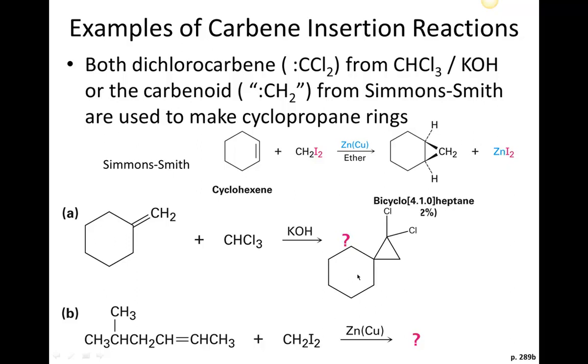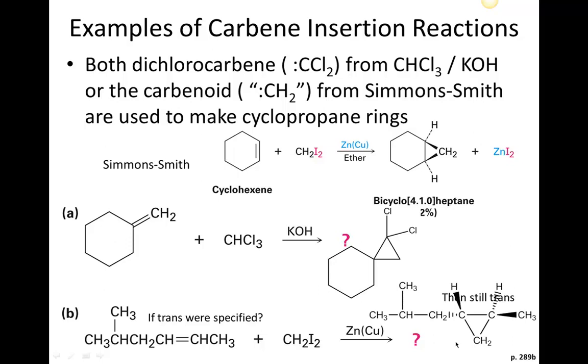So here's a picture of the first product. Here's a picture of the other product. And again, it doesn't really matter whether you draw it up or down. It's just a CH2 as opposed to the carbon with the chlorines. If we had said that this was a trans molecule, because this is a concerted reaction, then the product would be trans. Here's a picture of that. Okay, so if this group and this group were on opposite sides, we would still have that. We would maintain that, and that's part of how we know that this is a concerted reaction.